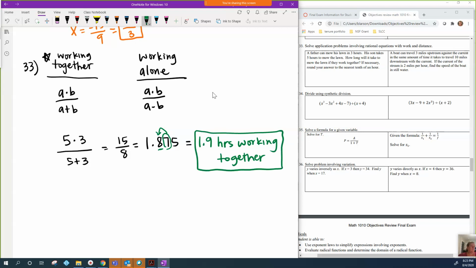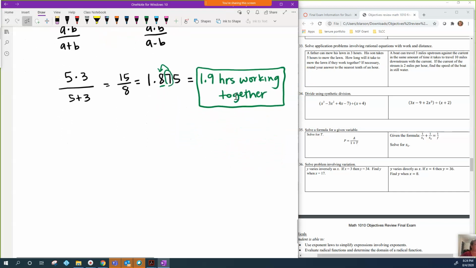Right, and again, if it was working alone, you would do the same thing, take the two numbers that they're giving you, but make sure that your A is always the bigger number, because you have the A minus B on the bottom. If you don't put the A as the bigger number, then you're going to end up with a negative answer, which we don't want to have. You can't have a negative amount of hours working.